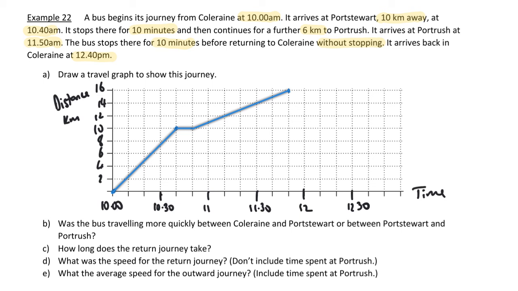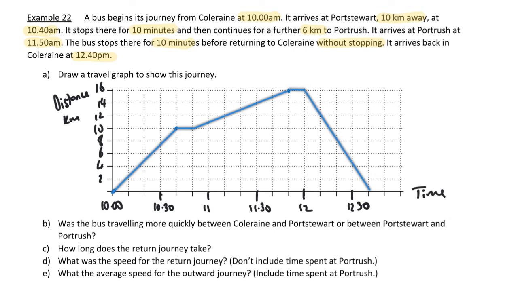There's another rest for 10 minutes, so that's going to be another horizontal line. And then it will return to Coleraine at 12:40, and it's a straight line. It's a constant speed. There's no stops. So there we've got our distance-time graph drawn.